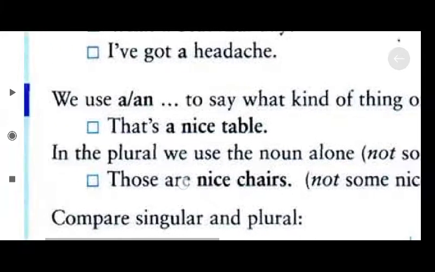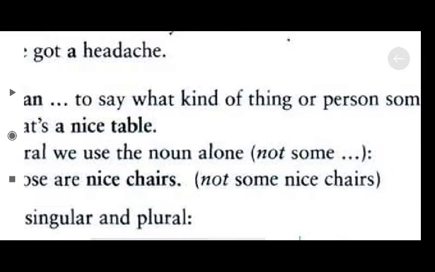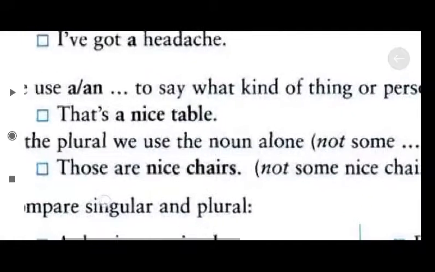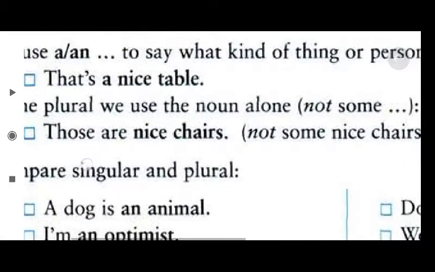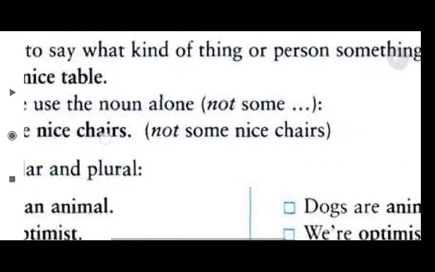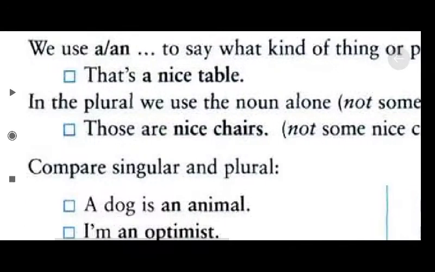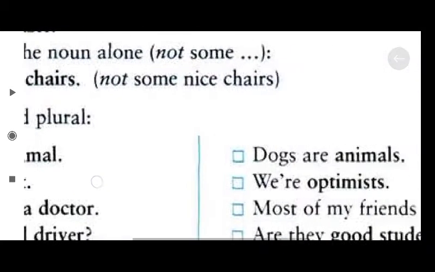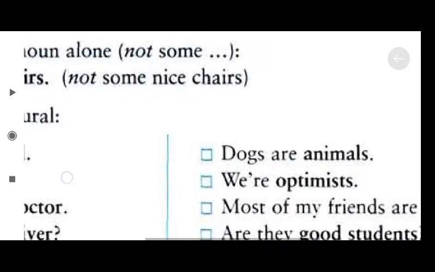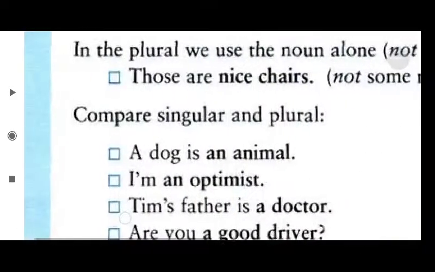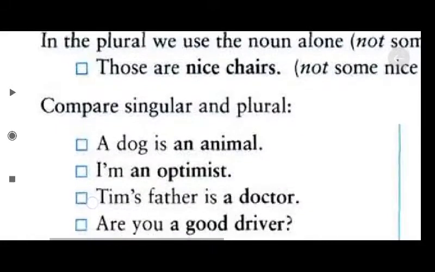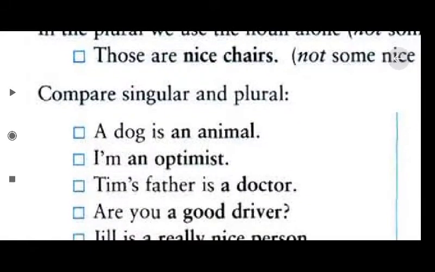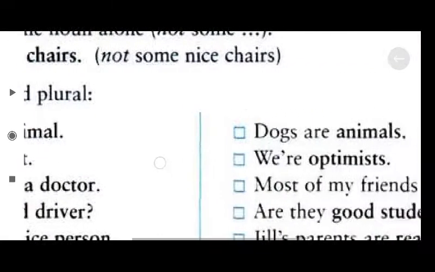Where in the plural we use the noun alone, not some. Those are nice chairs, not some nice chairs. Compare singular and plural. A dog is an animal, but dogs are animals. I'm an optimist. We are optimists.